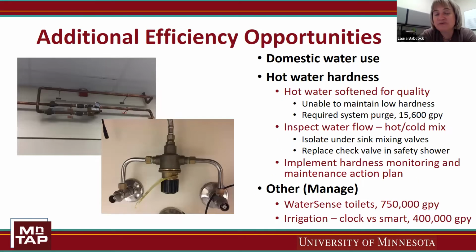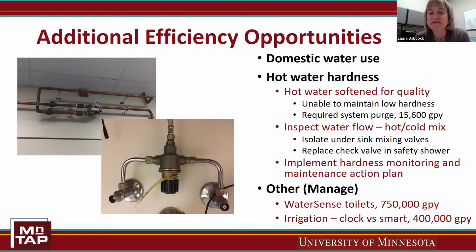In addition to that, the student also found that this facility had domestic water use, and their hot water was often softened because this was a critical requirement for their processes. They were unable to maintain the low hardness of the water. However, if they let the water sit, it would become harder. So there was some hardness seeping in somewhere. That required them to do a system purge, a constant system purge, which was costing them about 15 to 16,000 gallons per year of water, just to keep the system clean enough for them to do their work.